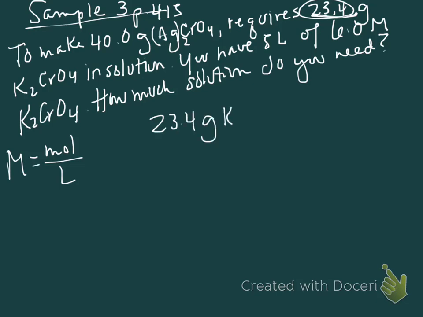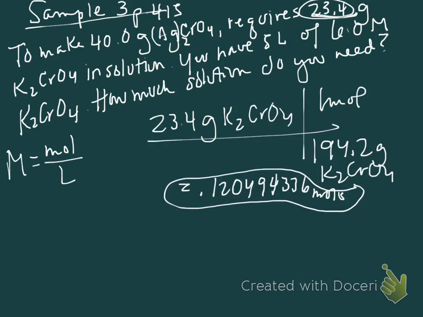23.4 grams K2CrO4, molar mass of potassium chromate. Okay, so we figure out that 23.4 grams of potassium chromate is a tiny little amount. It's 0.12 moles of potassium chromate. So now we're ready to solve for the volume in our molarity equation.